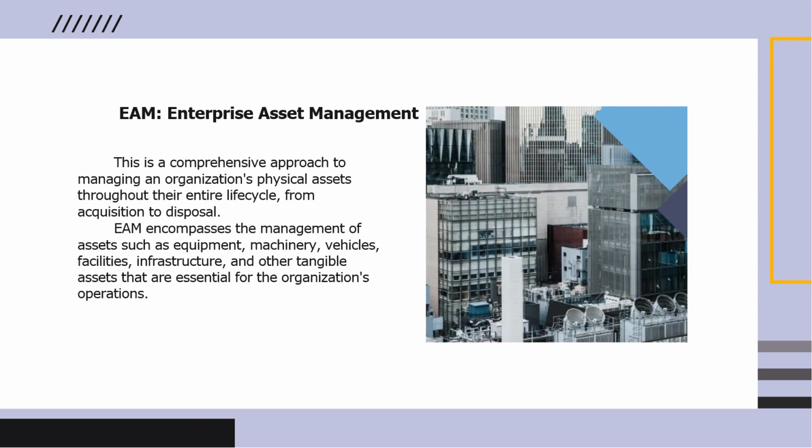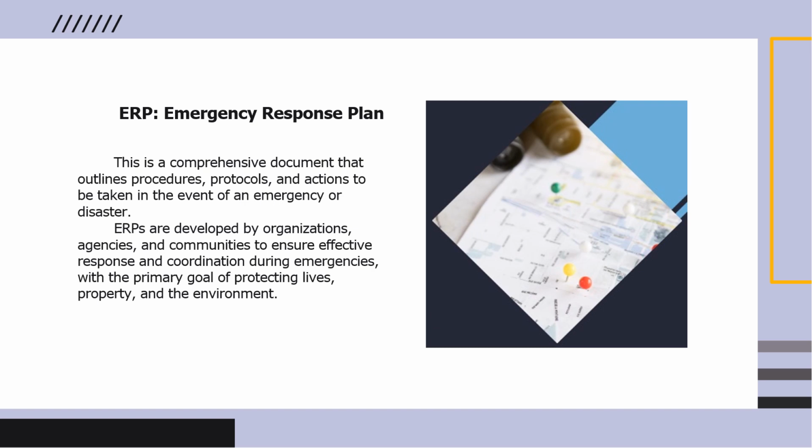So next is EAM, Enterprise Asset Management. This is similar to CMMS, only that it's more comprehensive. This is a comprehensive approach to managing an organization's physical assets throughout their entire life cycle, from acquisition to disposal. EAM encompasses the management of assets such as equipment, machinery, vehicles, facilities, infrastructure, and other tangible assets that are essential for the organization's operations.